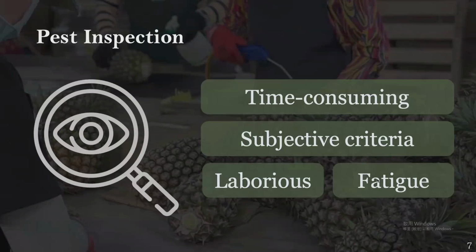Traditionally, when we try to export our fruit, we use human labor to inspect whether there are scale insects on the fruit or not. However, in modern society, human labor is very expensive, and time is also very precious. So a time-consuming and laborious method is not recommended. Also, humans have subjective criteria and fatigue issues. So it's very important that we solve this.